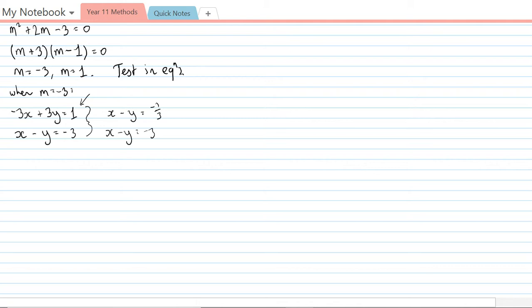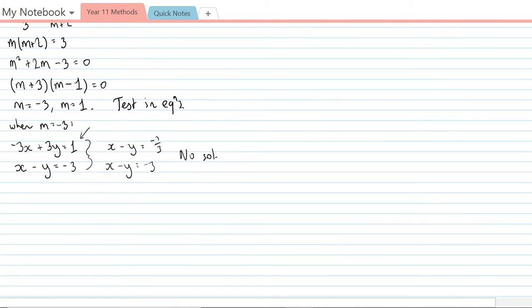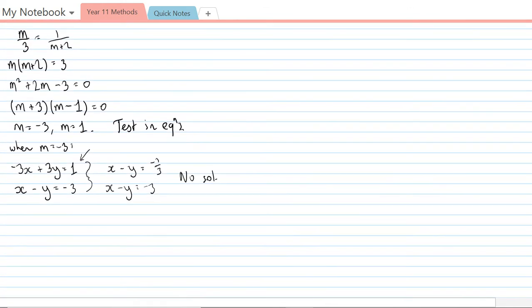So this is a case of no solution. They have the same ratio between the coefficients of x and y, but the y-intercept is going to be different in each case.